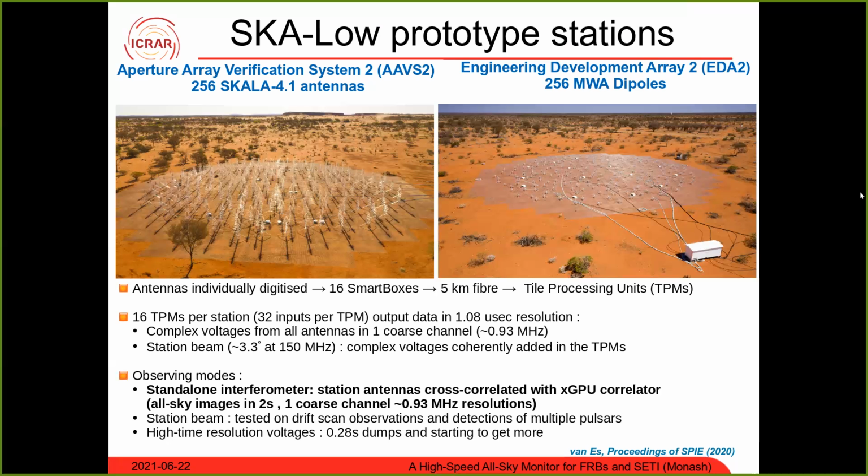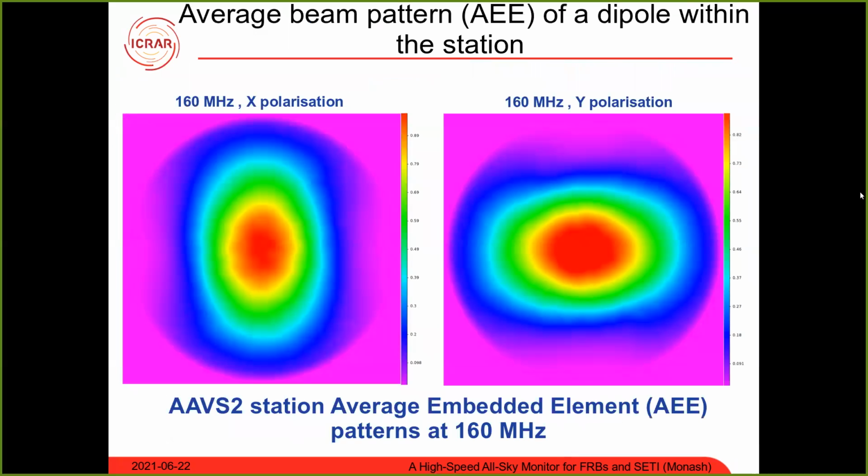This is the mode that we have been using a lot, both for engineering verification and testing, and also for trying to actually find transients. The reason we can see the entire sky is because a single antenna element in the station, which is a dipole, has sensitivity to nearly the entire sky.